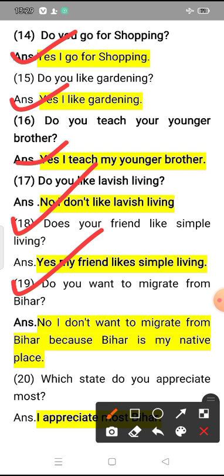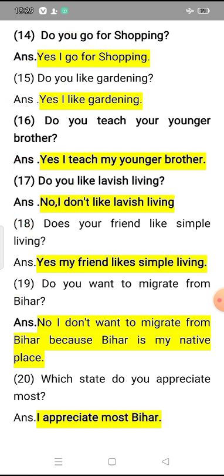Your 20 number question, this is your last question, is: which state do you appreciate most? Like, which state do you admire most or appreciate most? So I appreciate Bihar most, guys, because Bihar is my native place.